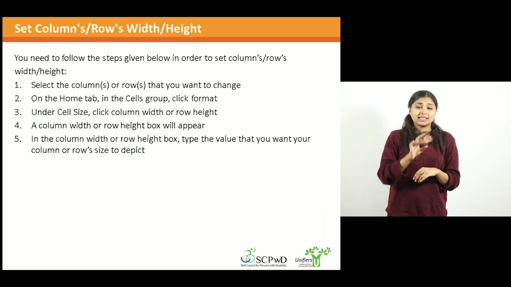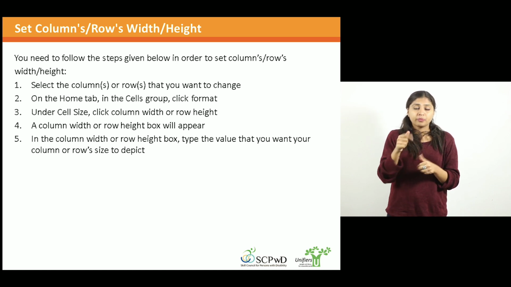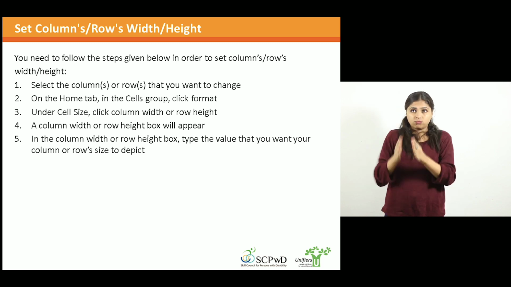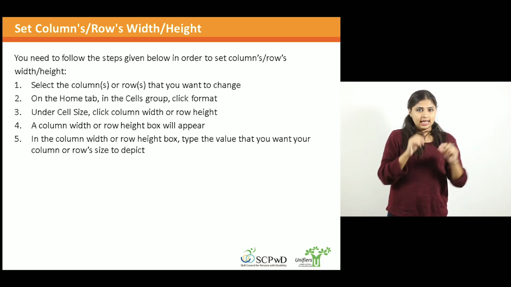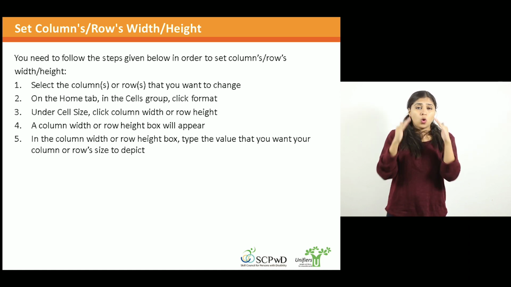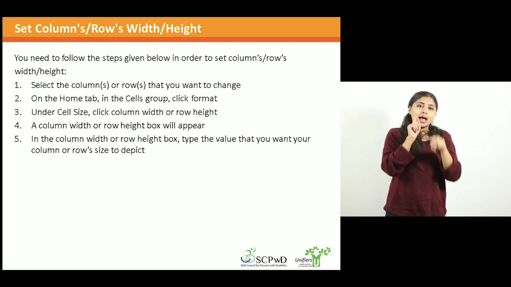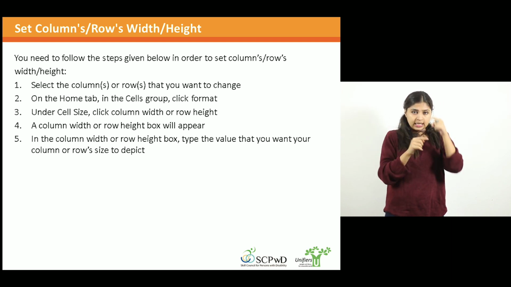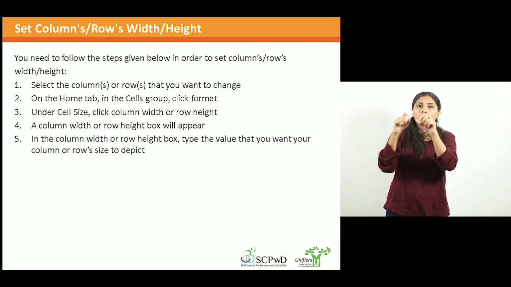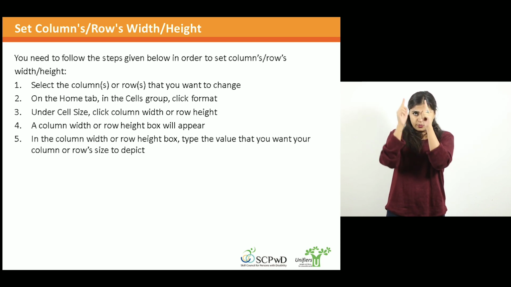Set column and row width and height. You need to follow the steps given below in order to set column and row width and height. Number 1. Select the columns or rows that you want to change. Number 2. On the Home tab in the Cells group, click Format. Number 3. Under Cell Size, click Column Width or Row Height. Number 4. A Column Width or Row Height box will appear. Number 5. In the Column Width or Row Height box, type the value that you want your column or row size to be.